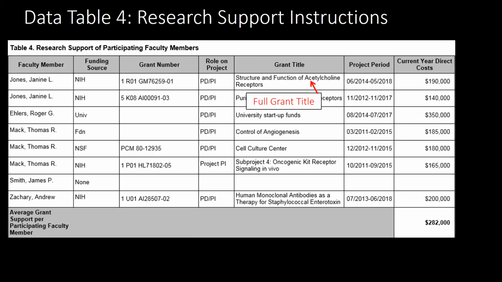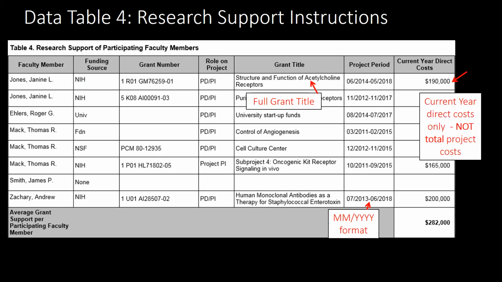So obviously list the whole grant title here, project period, which is in that month format, and then the current year direct costs. So this is one thing that you'll see as you're collecting this data. A lot of people will send you the total direct costs, and there's a reason behind that, because a lot of people don't just have a Table 4 on hand. They usually have their other support. And so other support lists the total direct costs for the total project period. So this is listing just the annual direct costs, which are very different.